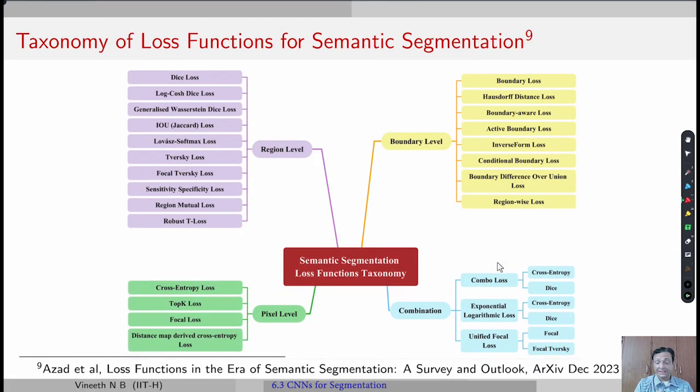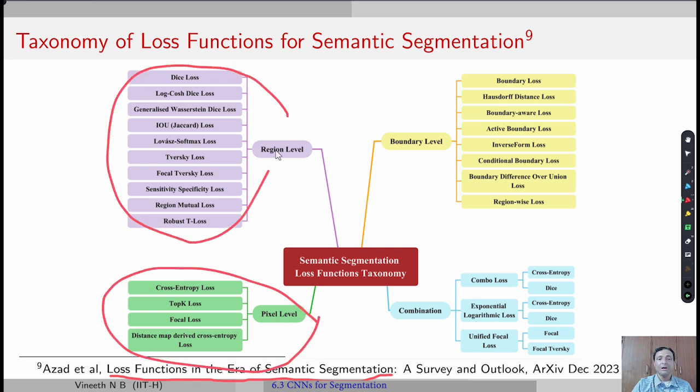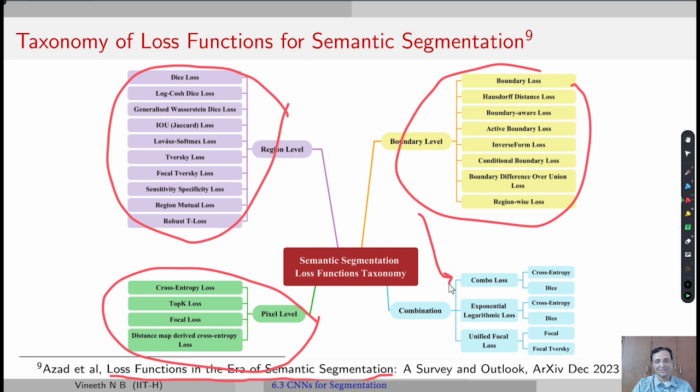Not really. There's an entire taxonomy of losses that you can consider. You can see this particular paper here called Loss Functions in the Era of Semantic Segmentation. A very nice documentation that looks at loss functions for semantic segmentation at a pixel level, loss functions for semantic segmentation at a region level, and loss functions for semantic segmentation at a boundary level, as well as a combination of all of these losses. We are not going to go into each of them here, but if you're interested, you can look at this particular paper to understand all of these losses.